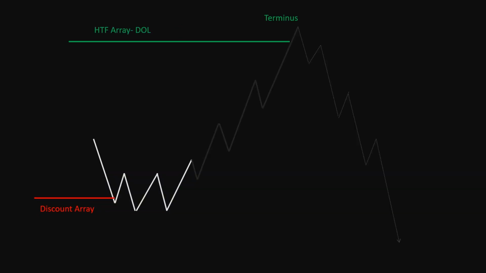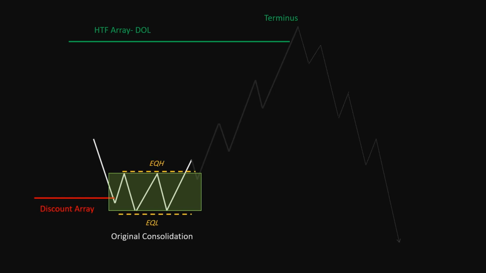So the first stage of an MMXM is original consolidation. The MMXM begins with a consolidation phase where relatively equal lows or equal highs are formed. Retail traders often interpret these equal lows or equal highs as strong supply or demand, leading them to place stop-loss orders just below or above. This is what I use as a draw on liquidity and target for trades.